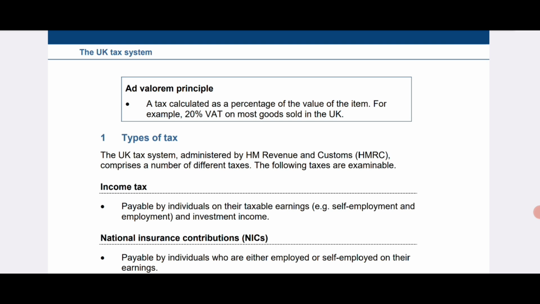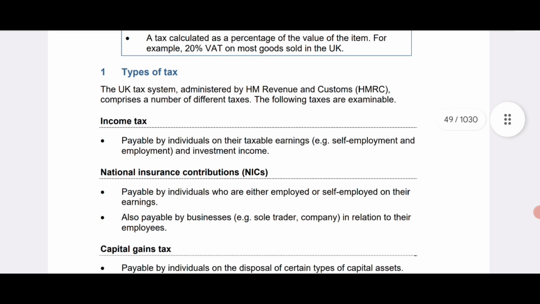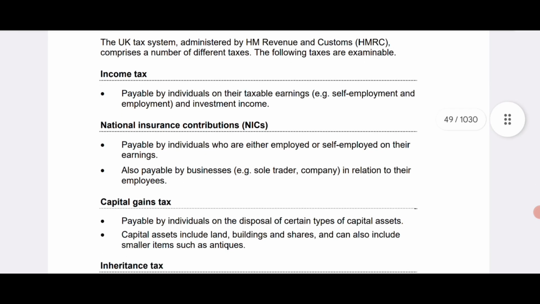The types of taxes. The UK taxation system, administered by HMRC, comprises a number of different taxes. The following taxes are examinable, so this is part of the syllabus. Income tax is a tax on income, like self-employment, employment and investment income. National insurance contribution (NIC) is payable by individuals who are either employed or self-employed on their earnings. It is also payable by businesses, for example sole traders and companies, in relation to their employees.